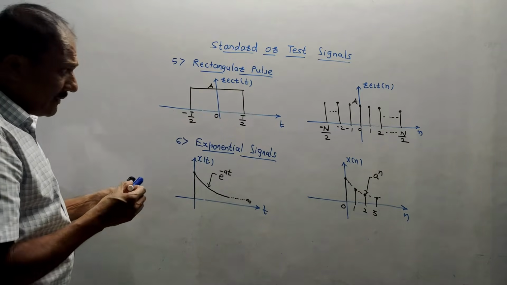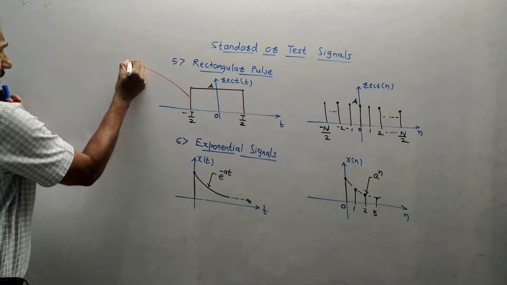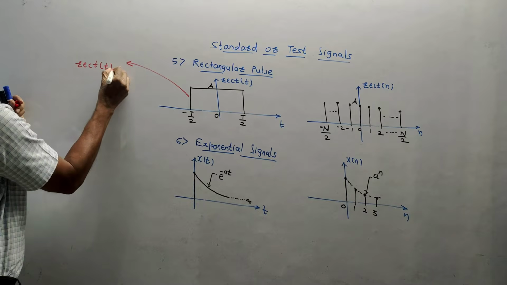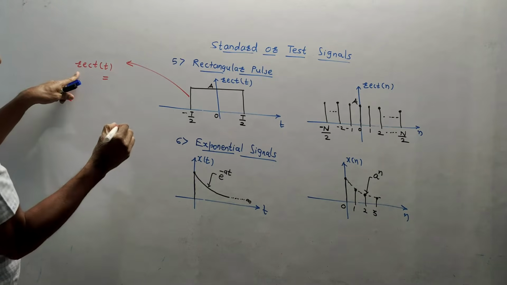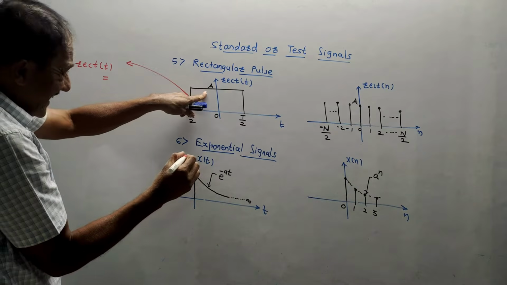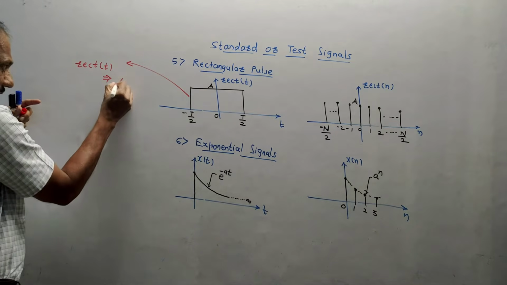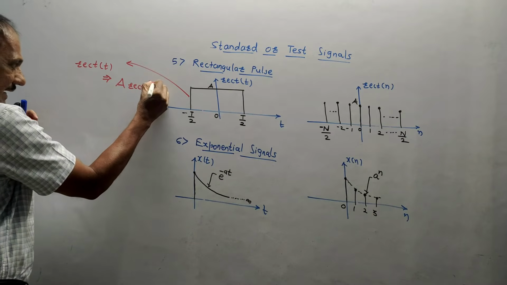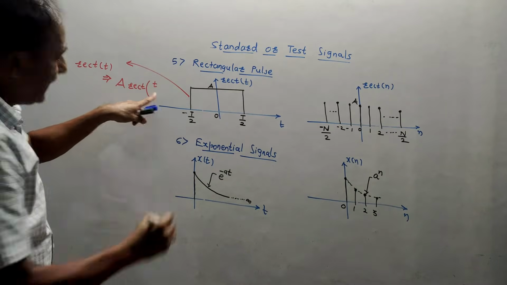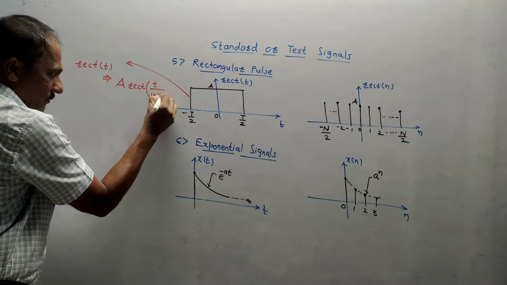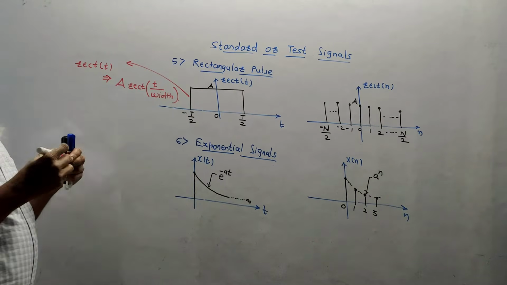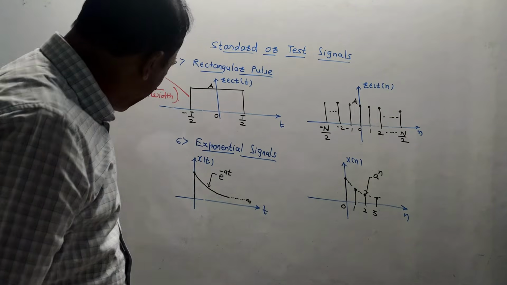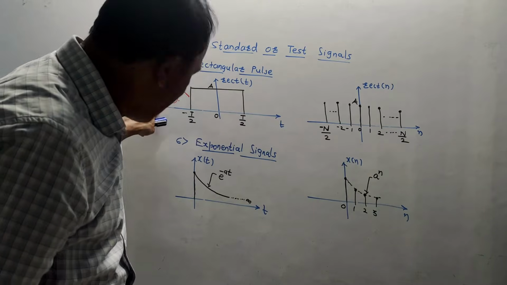Now, how to write the mathematical equation? See, the generalized equation is RECT, the rectangle function, which is a function of t, is equal to, its amplitude is A. So how to represent it? I will first write A, then its notation RECT, and in the bracket the variable t divided by the width of the pulse. So the standard notation is amplitude into its shape, that is rectangular, in the bracket, since it is a function of t, divided by the width of the signal.